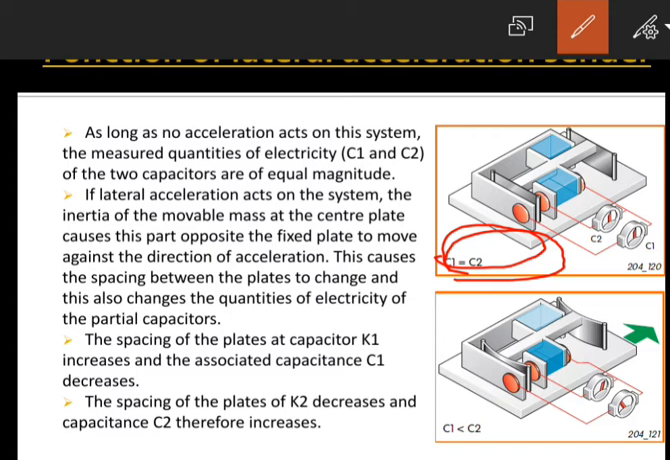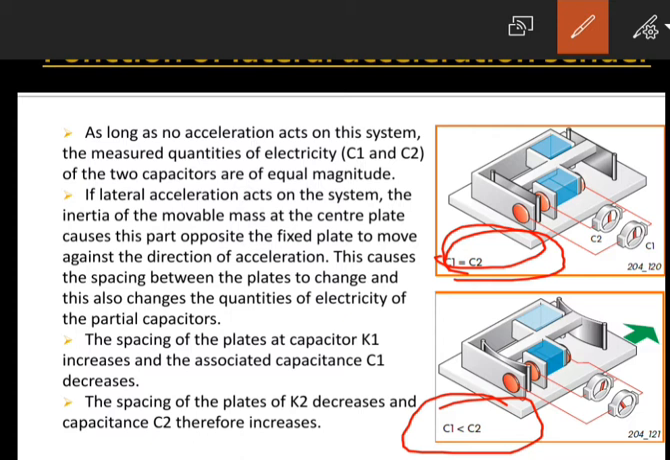If lateral acceleration acts on the system, the inertia of the movable mass at the center causes this part, opposite the fixed plate, to move against the direction of acceleration. Or we can say that when cornering force and lateral force act on the vehicle, then C1 is less than C2. By this, the plate spacing of capacitor K1 increases, and the associated capacitance C1 decreases.